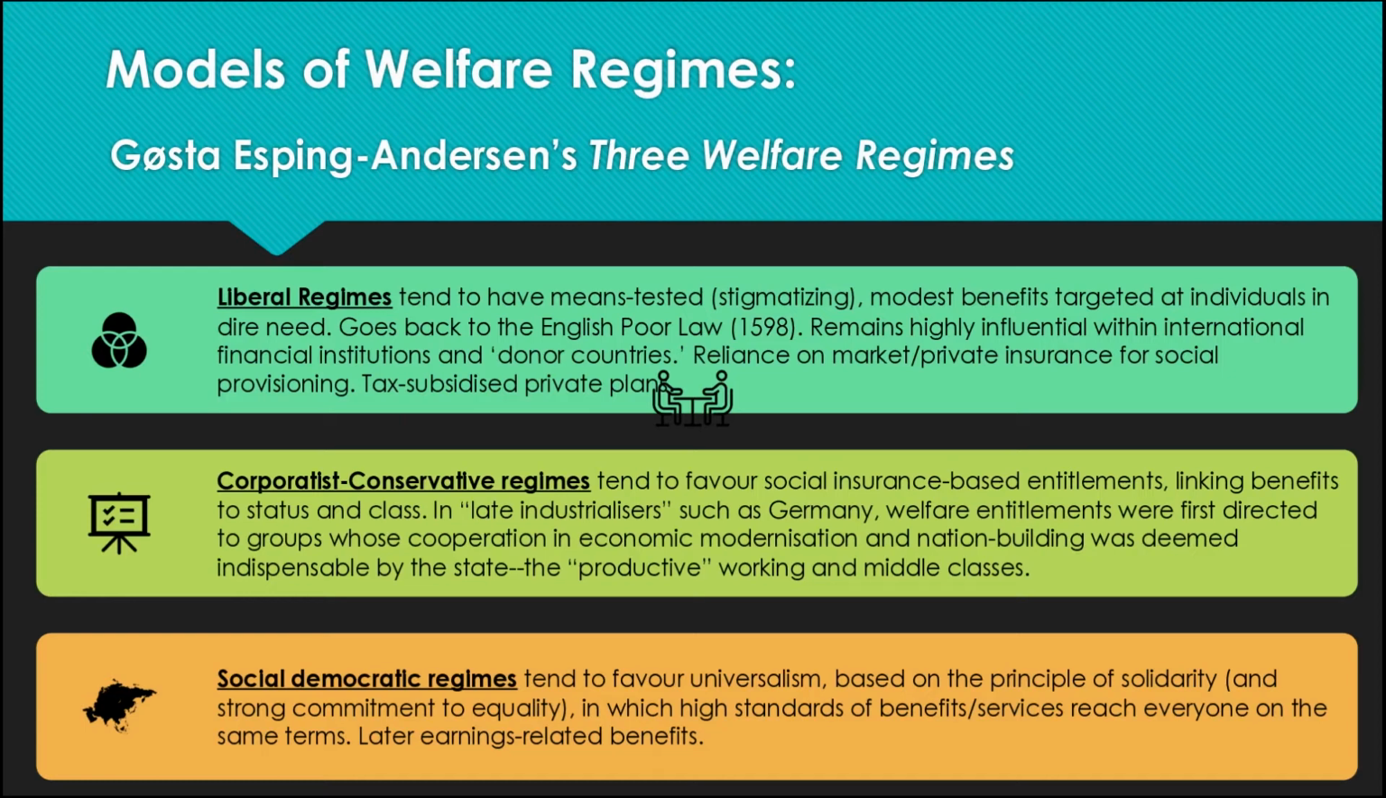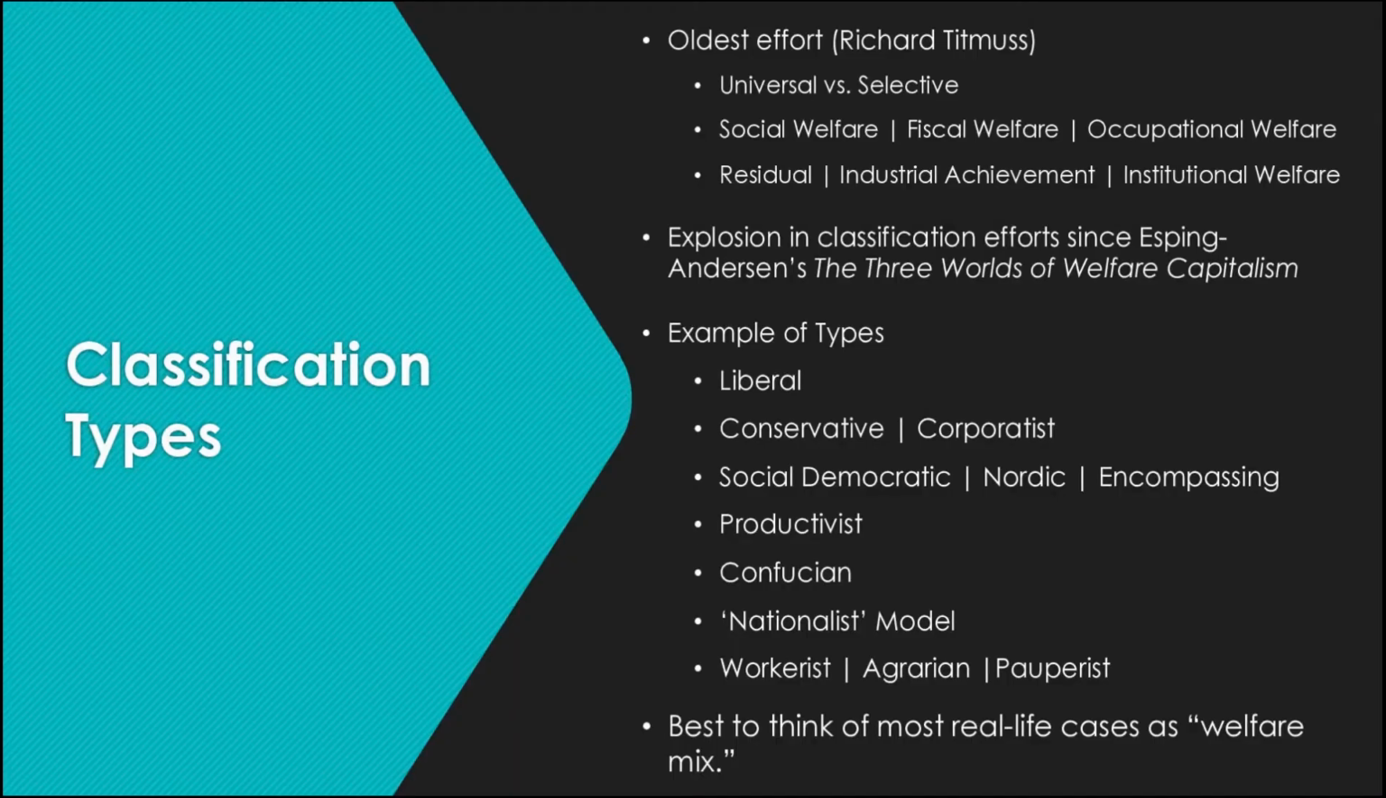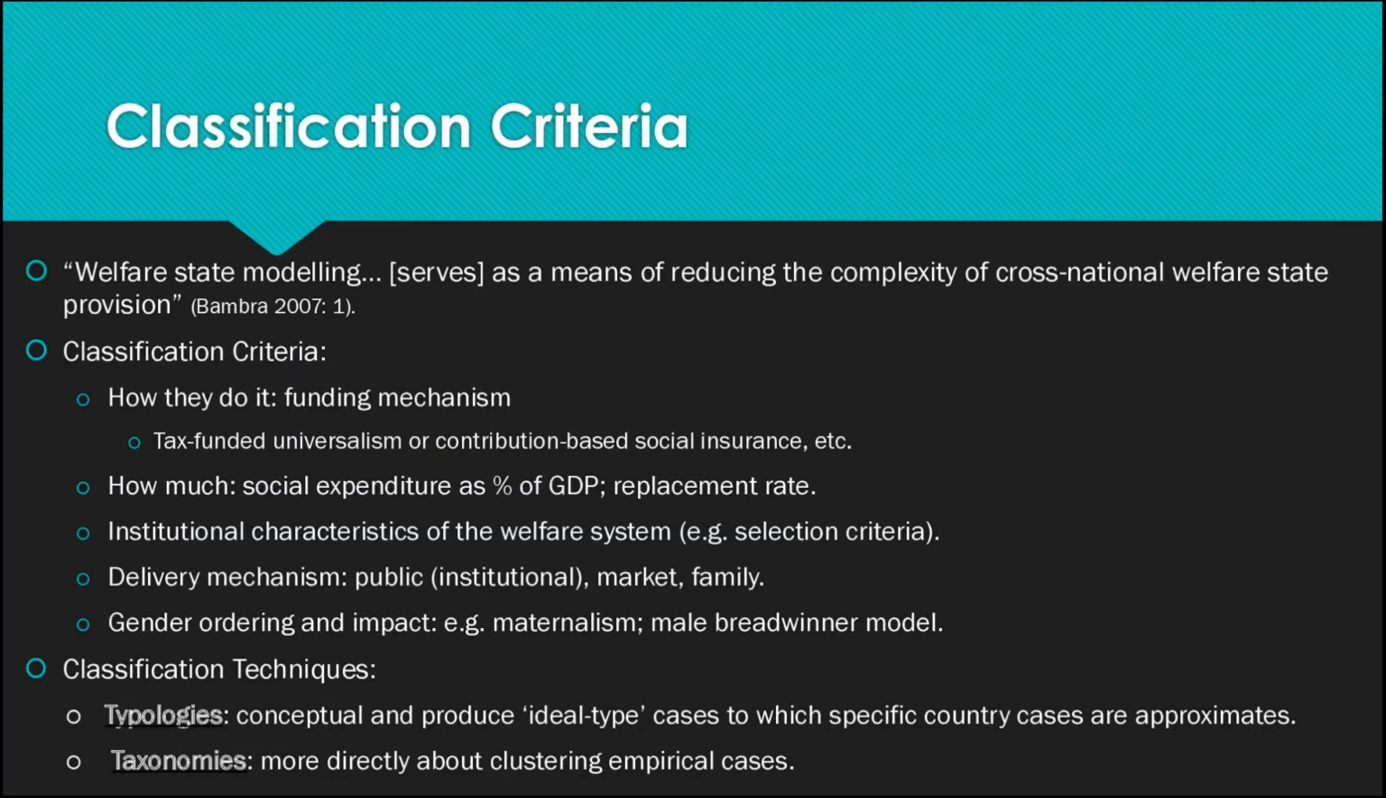In other classifications, such as that by Walter Korpi and Joakim Palme, the social democratic regime is a close approximation of what they call the encompassing welfare regime. The emphasis in the latter is on the comprehensive nature of coverage of social provisioning that is universal and addresses the vagaries of the market and family life cycle from what we may call cradle to grave.